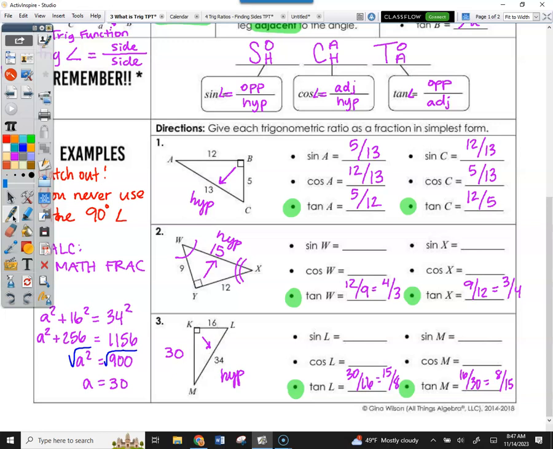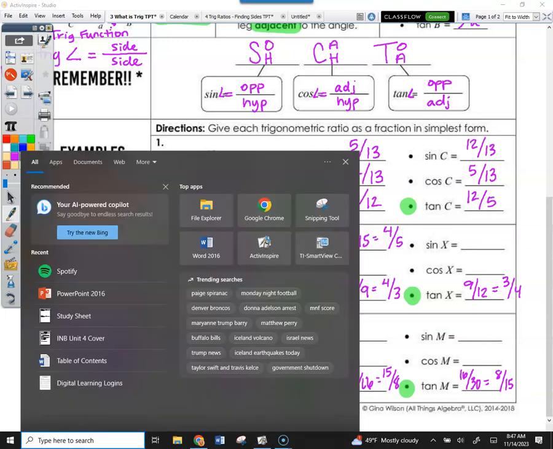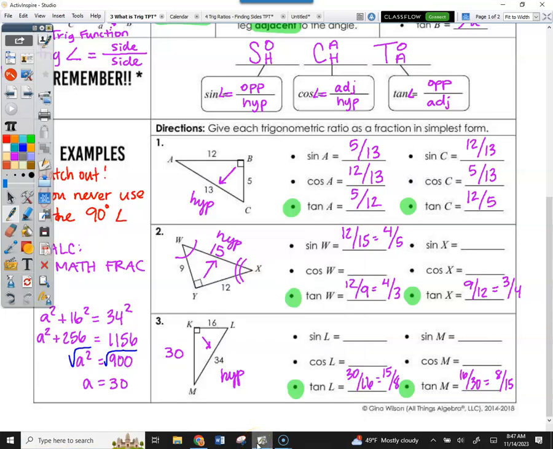So what is the trig ratio for sine W? Opposite over hypotenuse. What'd you get? And then what does that reduce to? 4/5. All right, cosine W. Adjacent over hypotenuse would be 9 over 15. And what does that reduce to? 3/5.